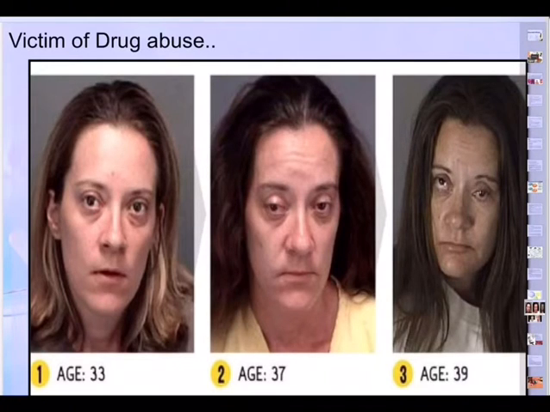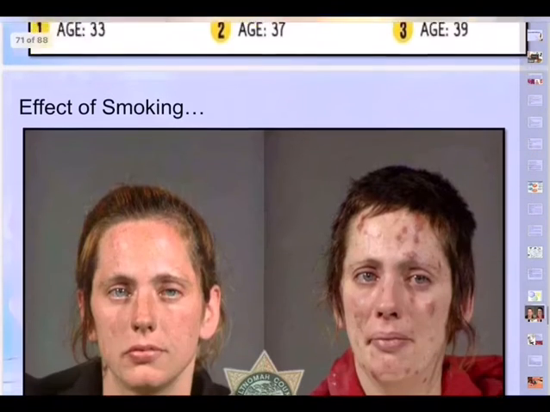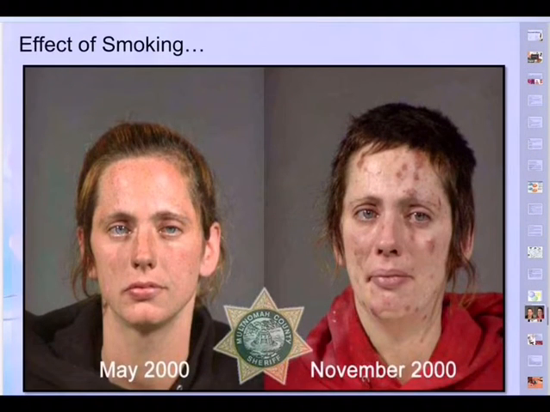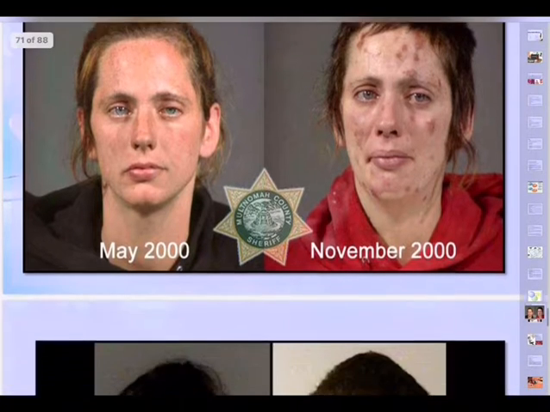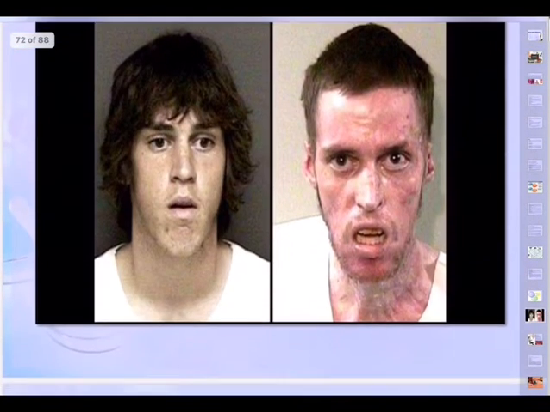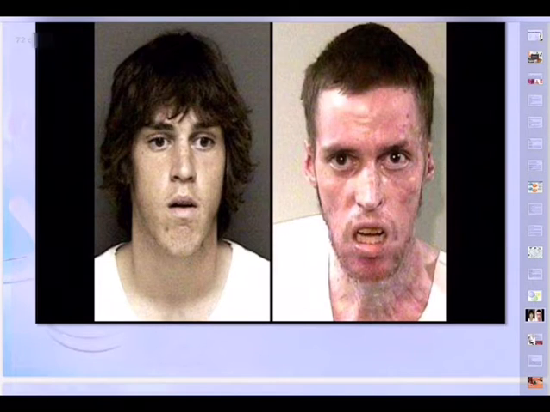The victim who has been using drugs, look at the facial changes at 33 years, at 37 years, at 39 years. That means down the line, over 6 years, you can see the facial changes whenever the person is using drugs. And look at the smoking effect. Somewhere around 3 to 4 months, see the effect of smoking, tobacco, what are the dangers that tobacco can cause. And then we are also seeing a man having the smoking habit.